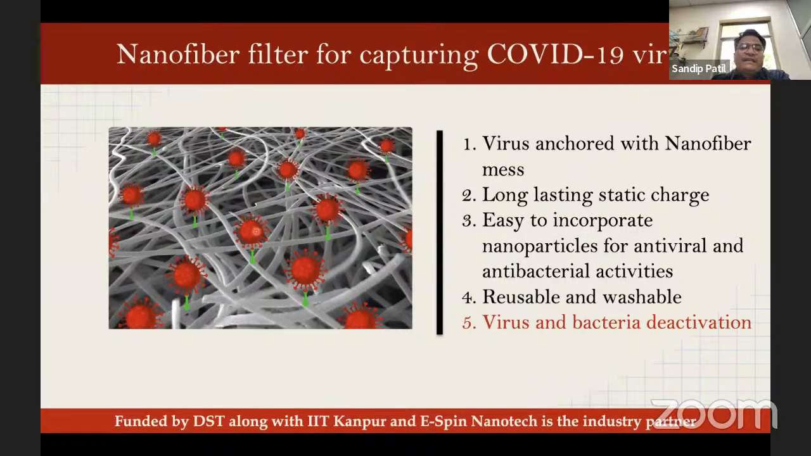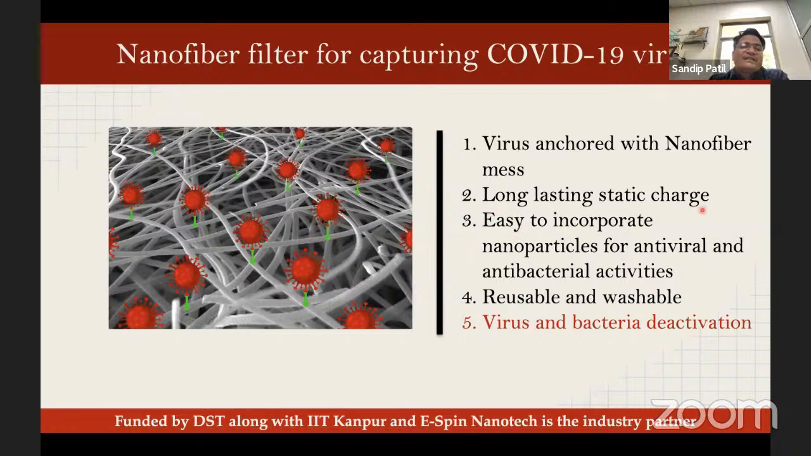So this is basically a nanofiber membrane decorated with nanoparticles, and these nanoparticles are the governing material to kill the bacteria and the virus. These nanoparticles are added while doing electrospinning itself, and those are decorated. So what we'll have there is virus anchored with the nanofiber mesh, so it will kill immediately.